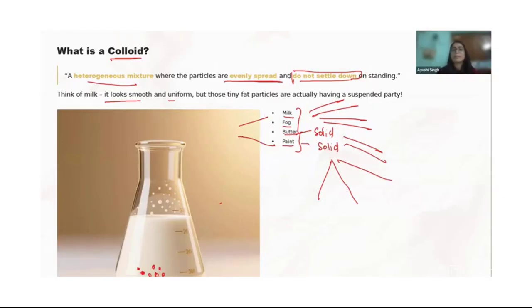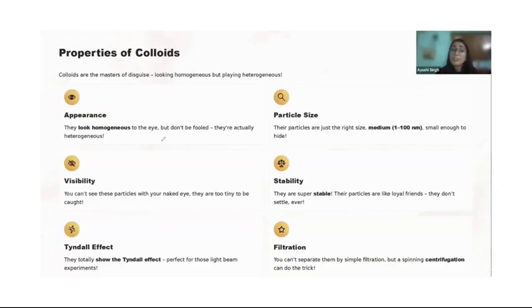The properties here would be: colloids look homogeneous. They give you the appearance of being homogeneous. They look like a solution to you, but they are not. Don't get fooled by it. They are heterogeneous mixtures. Visibility: you can't see these particles with your naked eyes. They are too tiny. So here also the particle size is like solutions. The particle size is just the right size, medium, that is 1 to 100 nanometers.